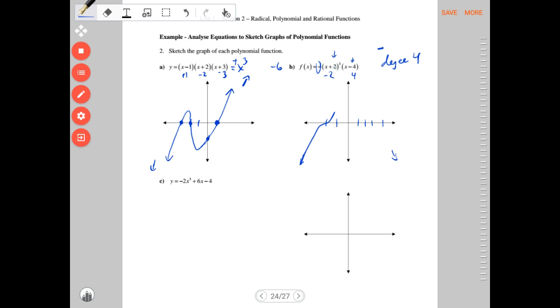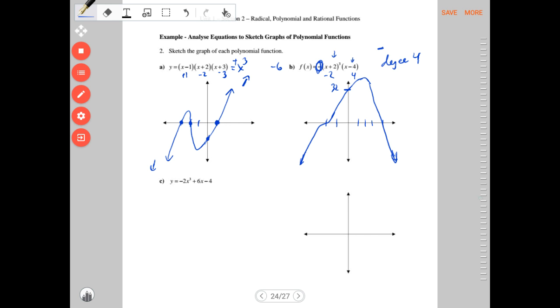Now, y-intercept, let's figure that out. Okay, so 2 cubed is 8 times negative 4 is negative 32 times the negative out in front. So that's going to go through at positive 32. So it's going to go through at 32 and then come back down somewhere up there and then go straight through at 4. Okay, it has to, because that's a multiplicity of 1. Okay, so that is a reasonable graph of this guy.